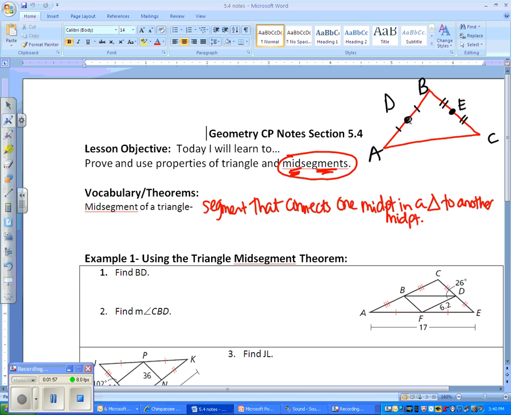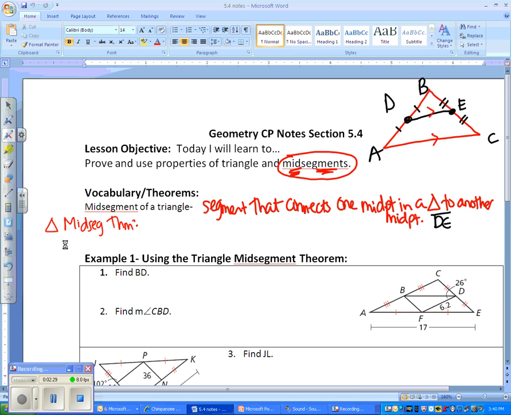Okay, so if I connected those two midpoints, I would get line segment DE, and that is considered a midsegment. So I'm going to give my example DE. Now, some cool things happen with DE. If you kind of look at DE and AC, there's a special relationship between them, and that relationship is that they are parallel. So of course there's a name for that. That's called the triangle midsegment theorem.